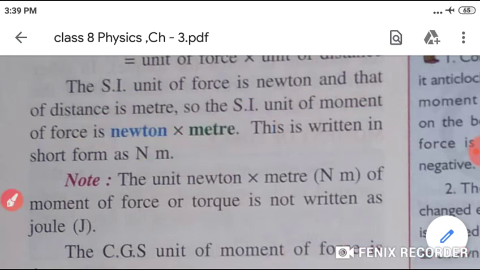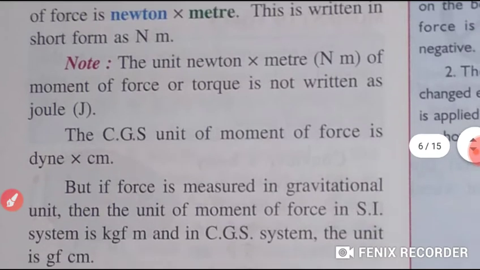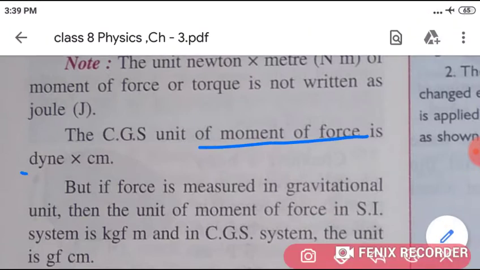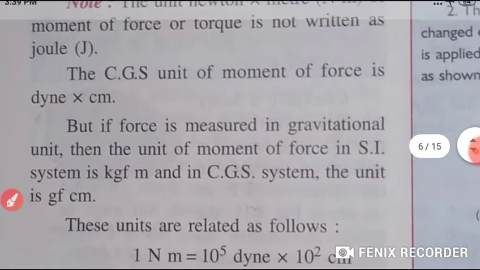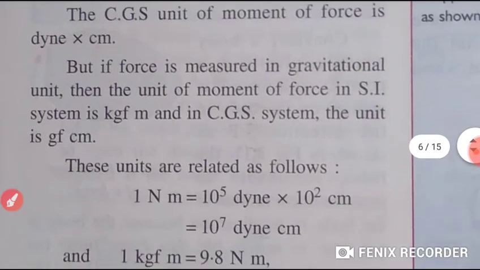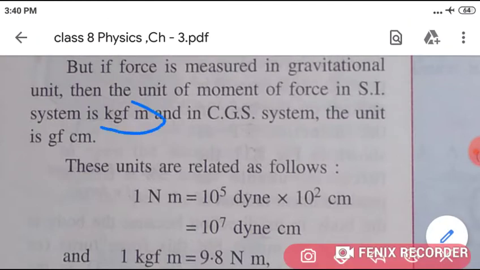Okay, students, the unit Newton meter of the moment of force is not written as joule. The CGS unit of moment of force is, students, dyne into centimeter. Dyne centimeter. Underline this, students. Now, students, if the force is measured in gravitational unit, then the unit of moment of force in SI unit is what? kgf m, and in CGS system the unit will be gf centimeter.